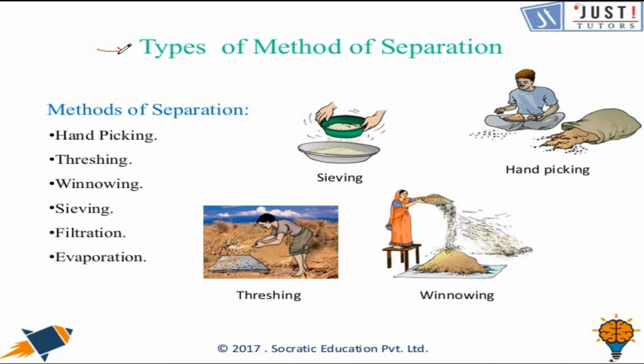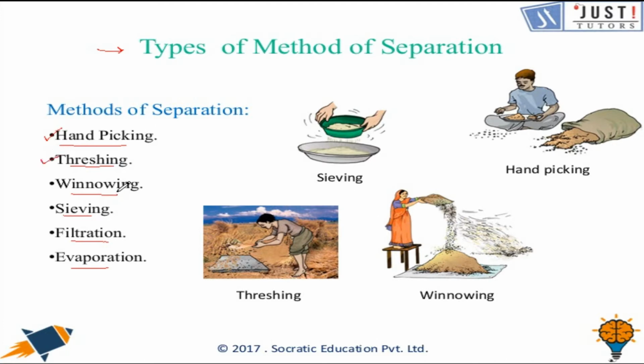One more example is winnowing of lighter husk particles from heavier seeds of grains. Winnowing is another method of separation. We'll discuss it also in this video. So let's see what are the different types of methods we have. Very first we have hand picking, then threshing, winnowing, as I have already given an example of it, sieving, filtration, evaporation. So what is hand picking? Some substances are really easily separable just by taking out the impurities with hand. This method of separation is known as hand picking.